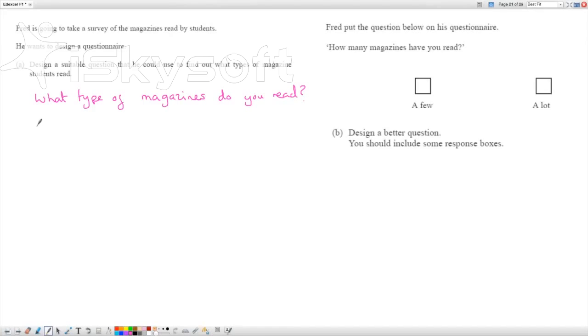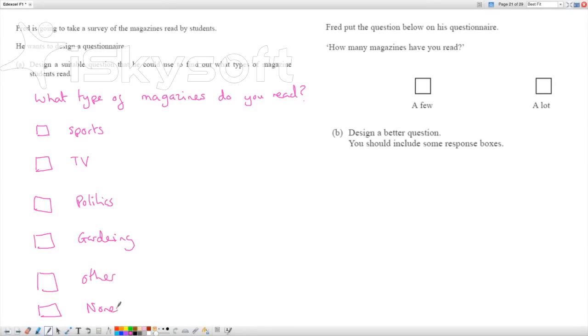So simple question, finding out what type of magazines do you read. But importantly now you need to give them some options. So picking some types, for example, sports, TV magazine, politics, gardening, any magazine you can think of that gives an option, and importantly, a final box of other. So 3 or 4 choices and then an other box, or indeed none if they don't read magazines.